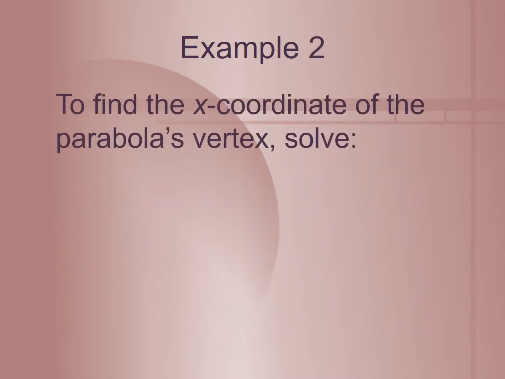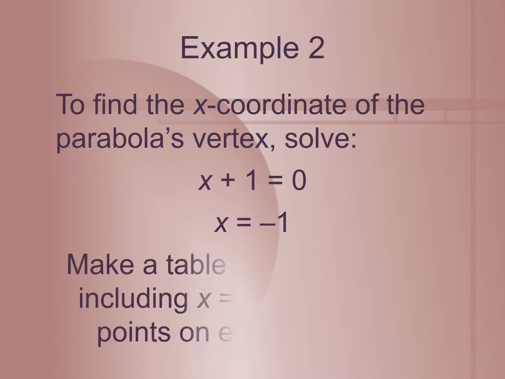Next example, we're going to do the same thing. This one says h of x equals x plus 1 squared. So the first thing we want to do is find the x-coordinate of the vertex. To do that, we take that x plus 1 and set it equal to 0, solve for x, and x is equal to negative 1. So we know that the x-coordinate of the vertex is negative 1.